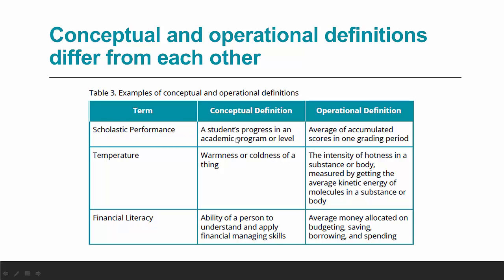Do not copy scholastic performance from the dictionary. What is the meaning of this? Temperature: warmness and coldness of things. If we're talking operational, it is the intensity of hotness in a substance or a body, measured by getting the average kinetic energy of molecules in a substance or body. So this is your operational.